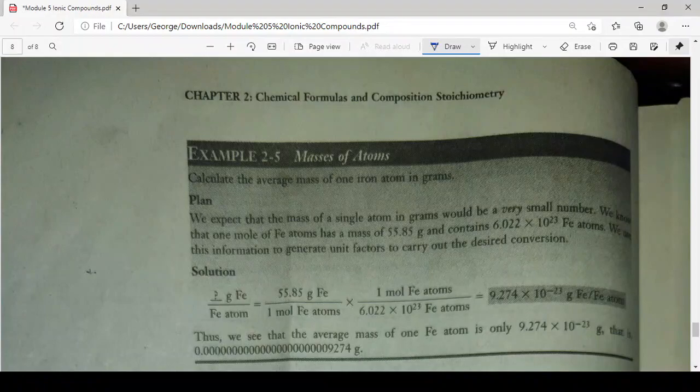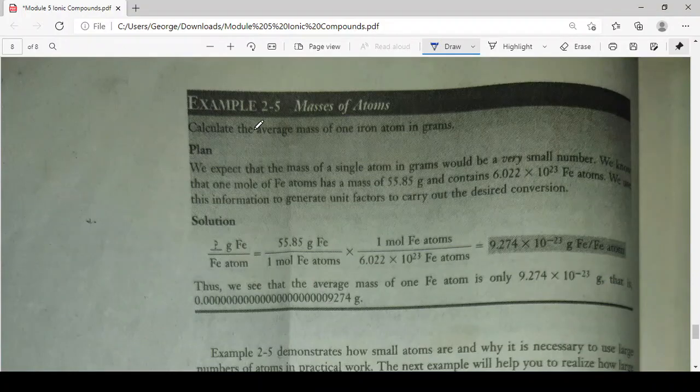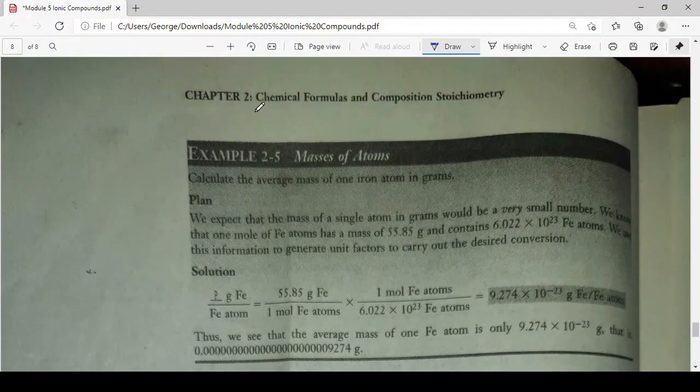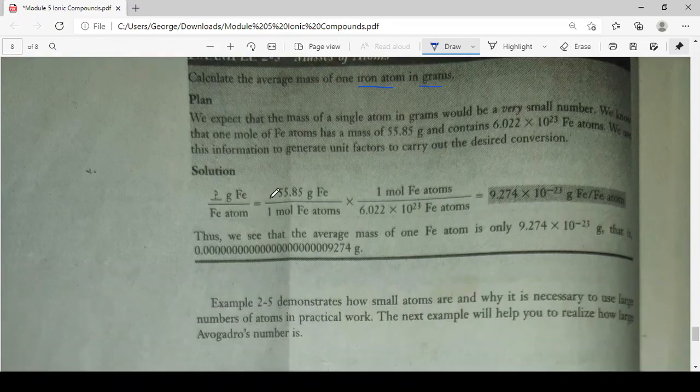So next, we have the masses of atoms in example 2.5. Calculate the average mass, kids. Average meaning we are dividing. Calculate the average mass of one iron atom in grams. So you are given nothing except your iron atom. We expect that the mass of a single atom in grams would be a very small number. We know that 1 mole of iron atoms has a mass of 55.85 grams and contains 6.022 times 10 raised to the power of 23 iron atoms. We use this information to generate unit factors to carry out the desired conversion.